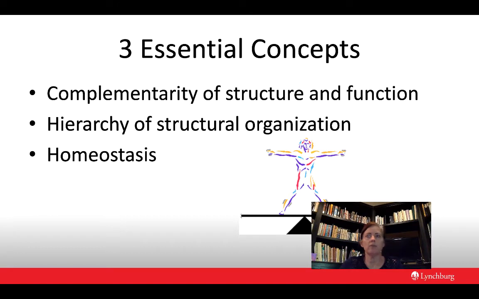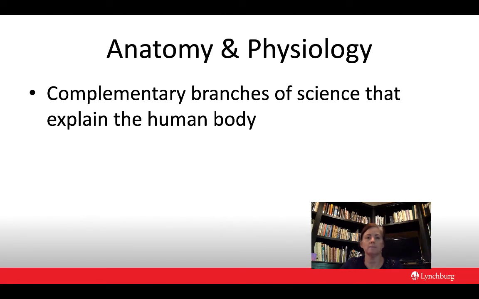We have a relationship between the anatomical structure of our body and what those structures are able to do, or what type of function they're able to perform. The second concept is this idea that we have a hierarchy of structural organization, and we're going to talk through that. And the third concept that is pervasive throughout all of anatomy and physiology is that of homeostasis, or this state of dynamic equilibrium within our body.